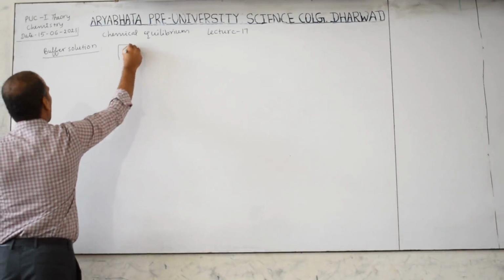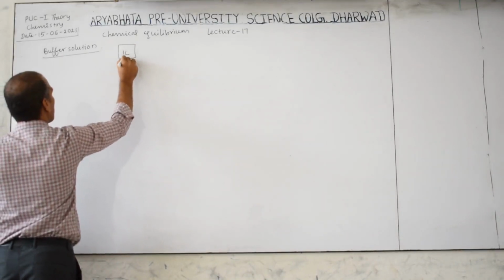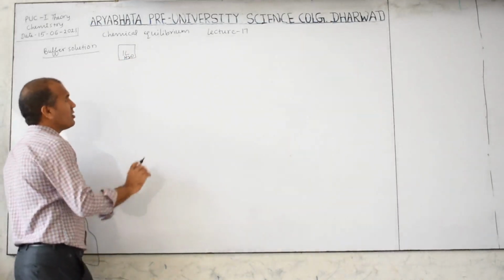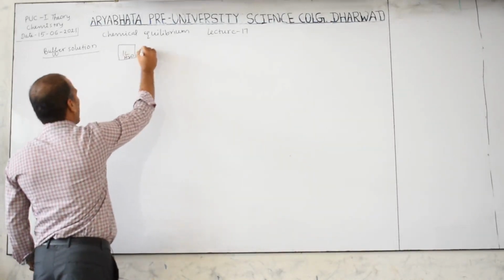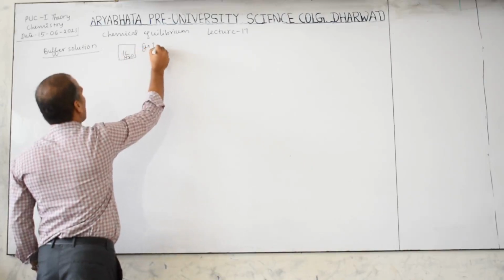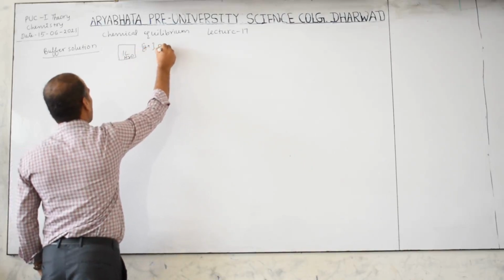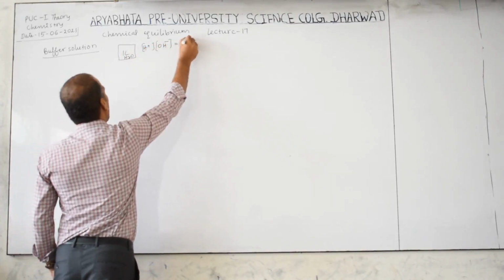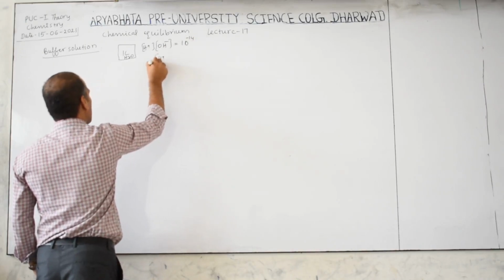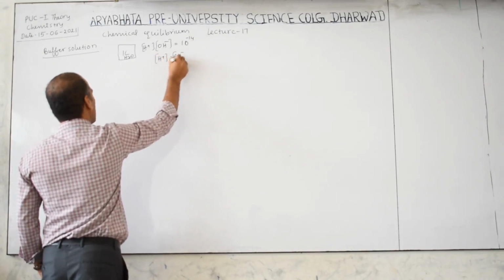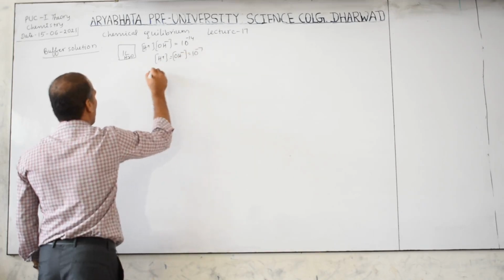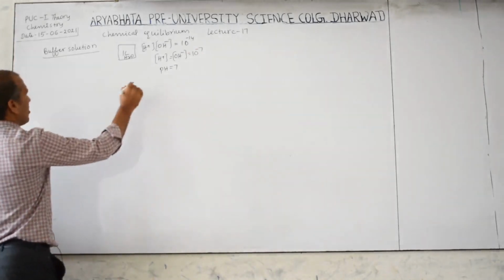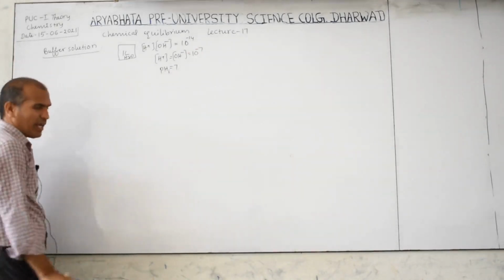Now I took here 1 liter of water. Then what is the pH of this water? We know that water has H plus ion concentration and OH minus ion concentration. The product of these is equal to 10 power minus 14. Then H plus ion concentration is equal to OH minus ion concentration, which is 10 power minus 7. Therefore pH is equal to 7. We know that. This is the initial pH, so I will write pHi.